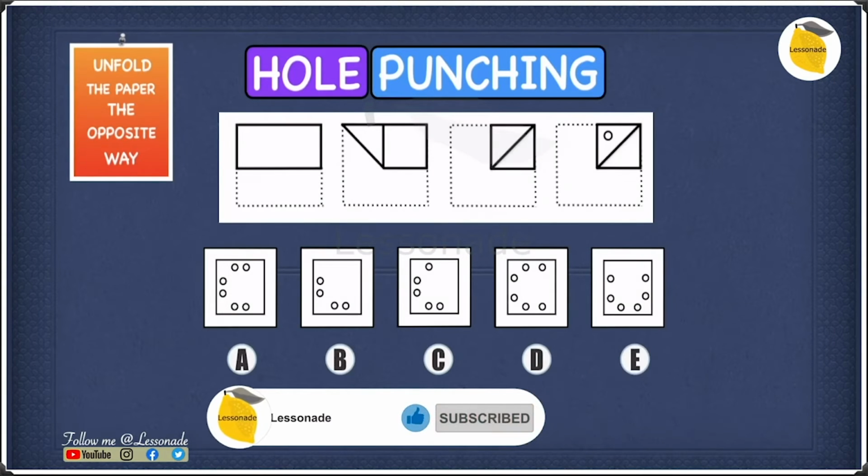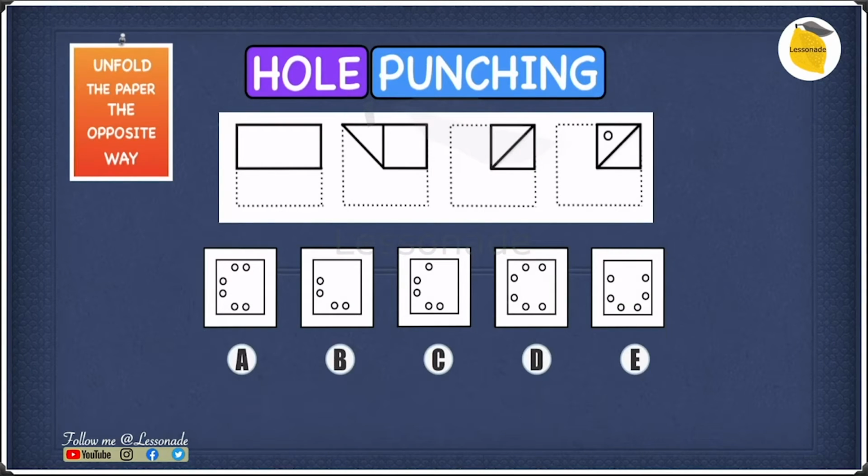Let's have a look at this example, and for this example, let's start by having a look at how the paper has been folded in each of the figures. Let's start with figure 1. In figure 1, the paper has been folded along the horizontal line halfway. It's just been folded just like this. That's how the paper has been folded in figure 1, and let's move on to figure 2.